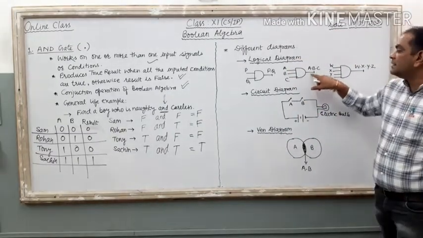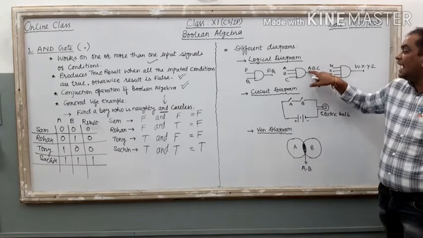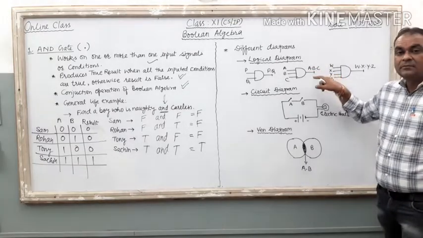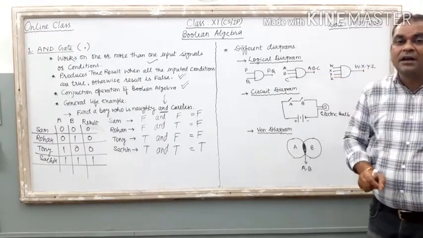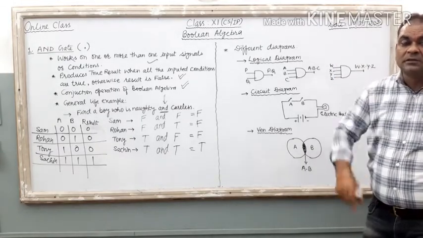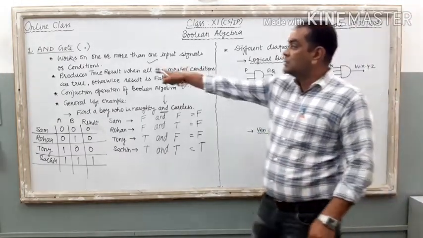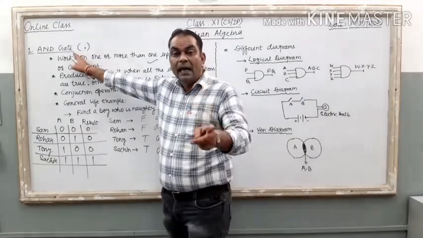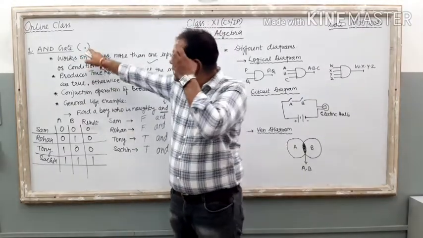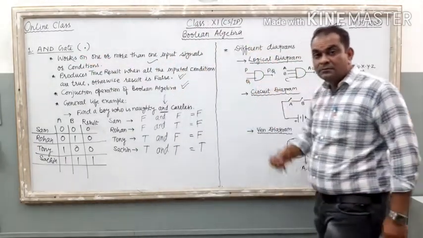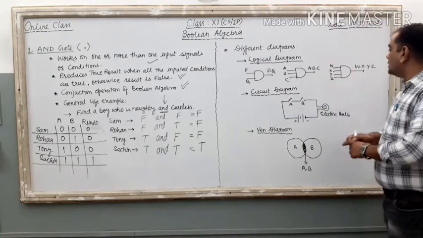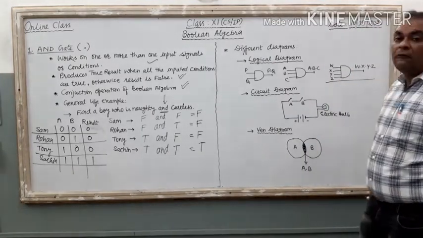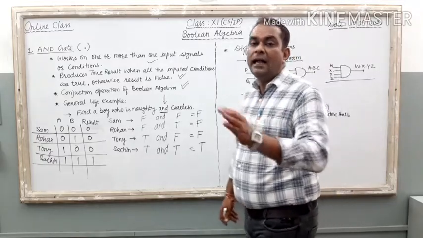The output is a single wire, and the result is A dot B dot C. You have to put the dot notation in between all the input signals. Why do we use dot? Because the AND gate works on binary multiplication, and dot is the symbol of multiplication. Now the third diagram, a 4 input AND gate.